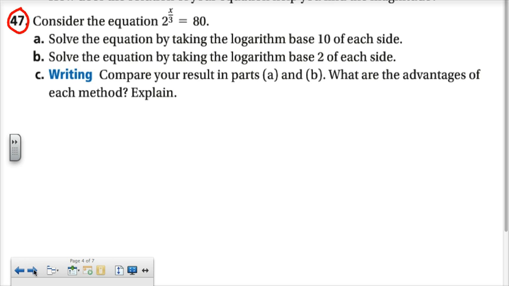47 says, consider the equation 2 to the x over 3 power equals 80. And A says, solve the equation by taking the logarithm base 10 of each side. Now, you haven't seen me do this before because I really don't like this method. It's not that it doesn't work, it's just that it's not intuitive. And math to me should be logical and intuitive. So if we want to get rid of the 2, we should take logarithm base 2.